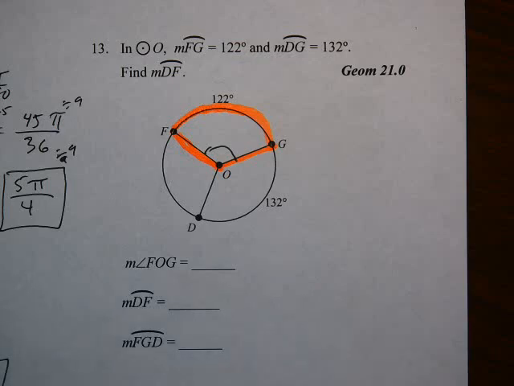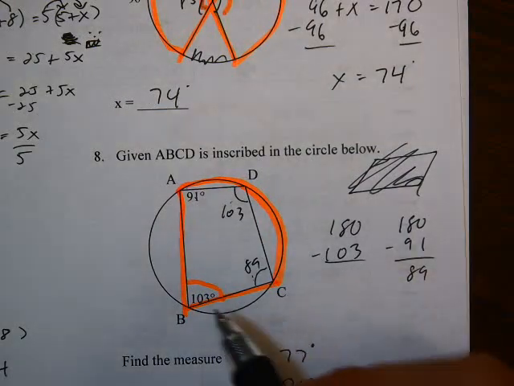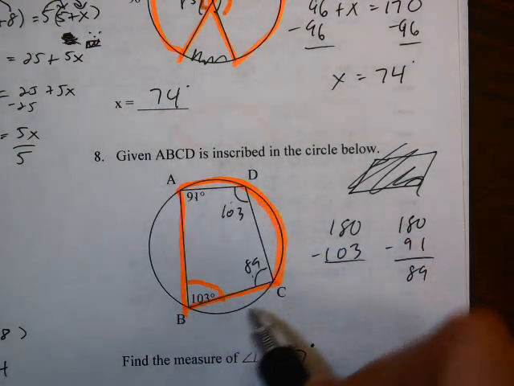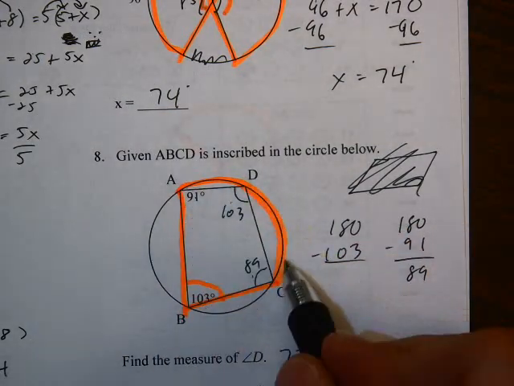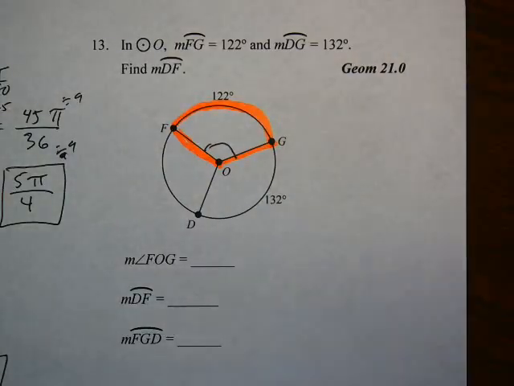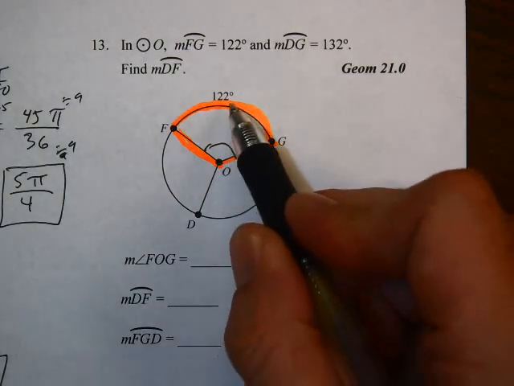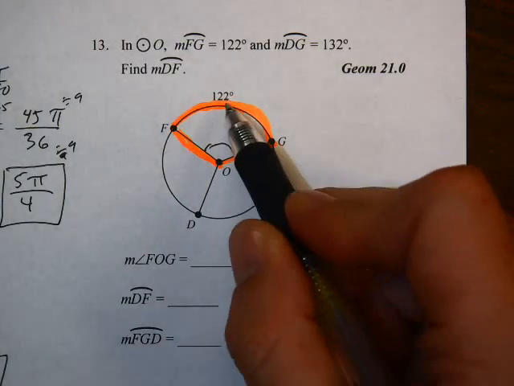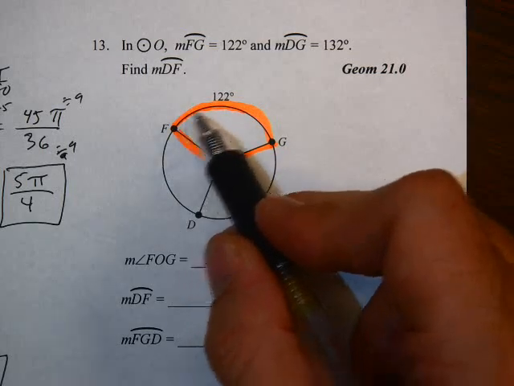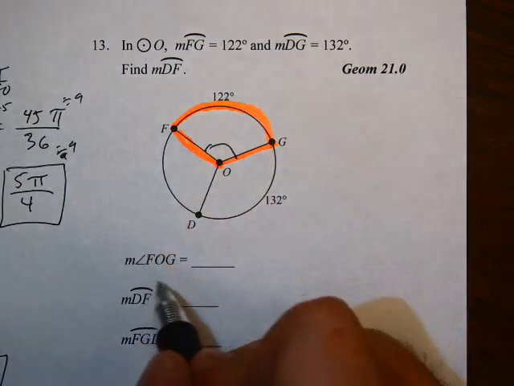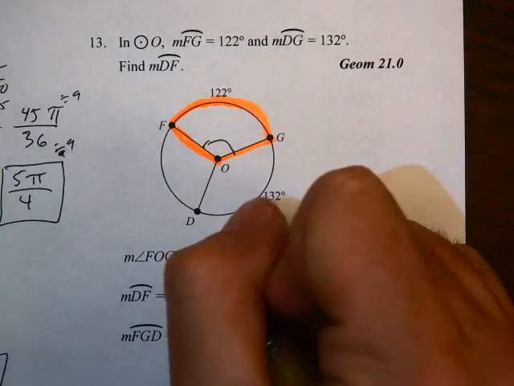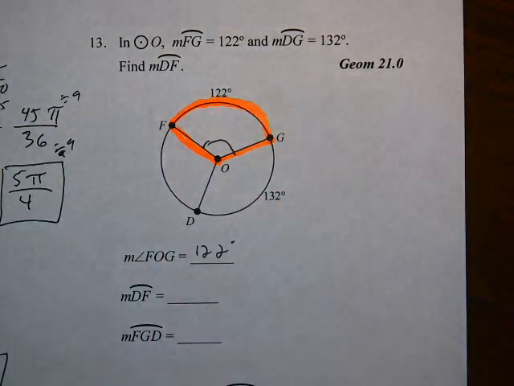Now in the previous problem, the 103 went out to this arc, and we had to double 103 to get the arc. Here, when the angle is at the center, we don't have to do anything at all to the arc. This angle is going to be the same as the arc. So angle FOG is just going to be 122 degrees. We don't have to do anything to that number at all.